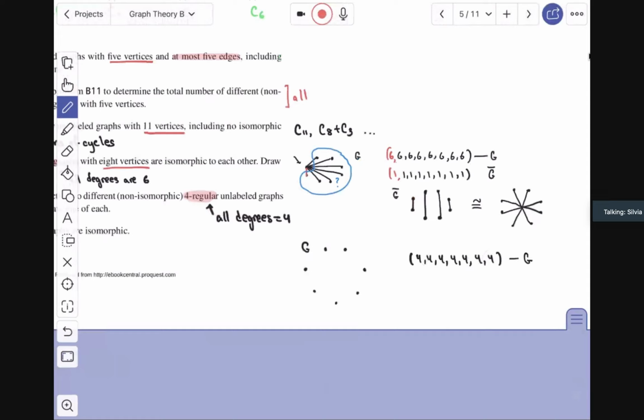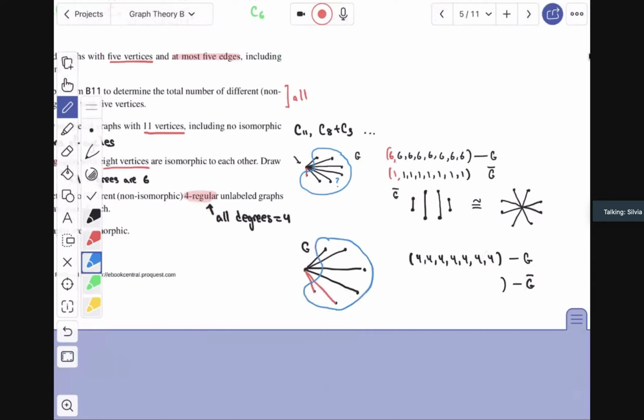And then what's the complement? What's the degree sequence of a complement? 1, 2, 3, and 4. If a vertex has degree 4 in G, then in the complement it has degree 2. Right? And again, I'm just focusing on that one vertex. I don't know what else is in here. I'm just focusing on that one, just to figure out what's the degree sequence of the complement.